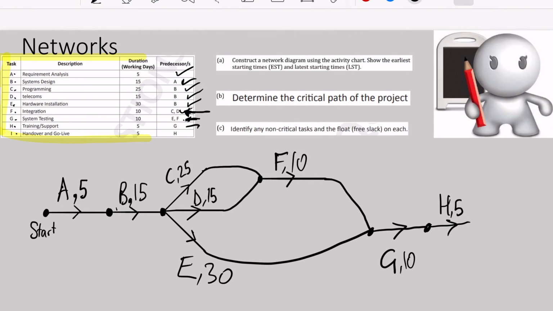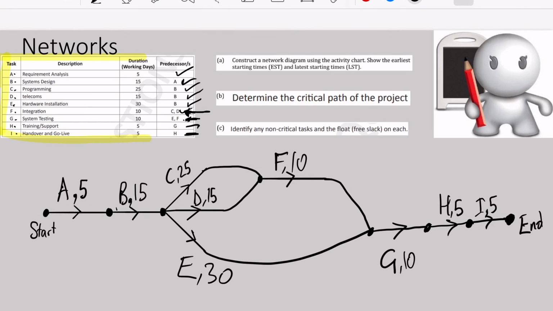Activity H is 5, and I'm up to the last activity, which is activity I, and that flows out of H. So now let's finish H before we can start I. Once again, it's 5 days in duration. There's no more activities, so that sees the end of my project. So end or finish. Alright, there's the start, there's the end, and there's your network diagram.